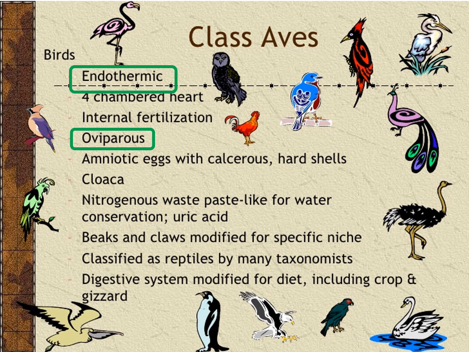Okay, so go ahead and pause here and write down the things that you think are important, but make sure you also include those green boxed characteristics.